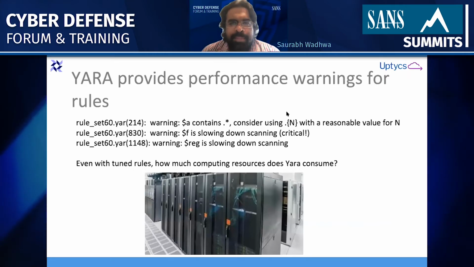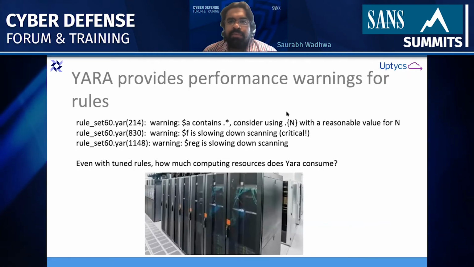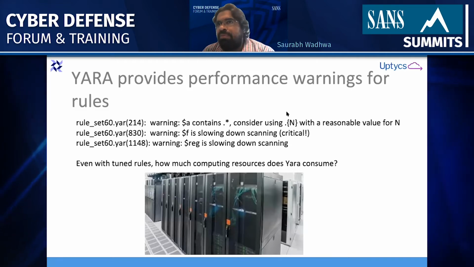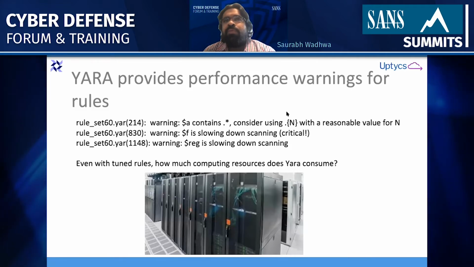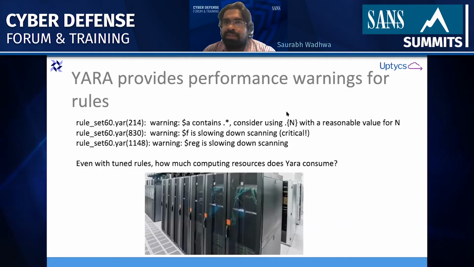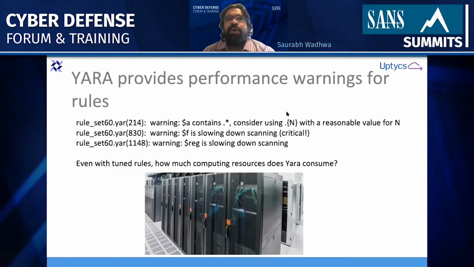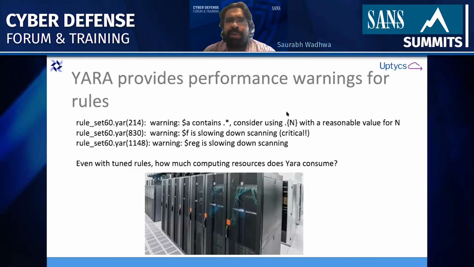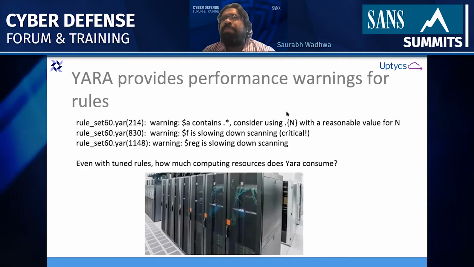The really cool thing about YARA is that it actually provides performance warnings for the rules. So if we have included a regular expression, like a match with dot star, it will tell us that this is not optimum and that we need to change it. But still, even when we tune the rules, how much computing resources does YARA consume? That's the main question, right? You don't want your endpoints, your servers to be overburdened just with YARA. There are other processes and applications running. YARA should be a small piece of the chunk.